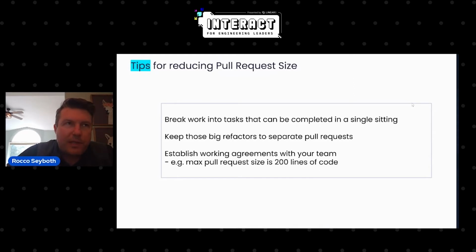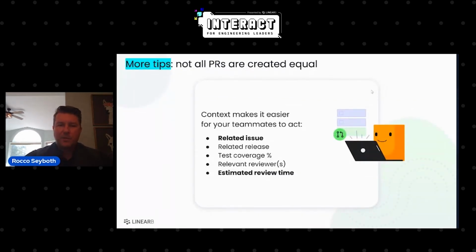For example, we at LinearB use this concept called working agreements, where every individual Scrum team gets together and decides how they're going to work on things like PR size. And if the developers are bought into it up front, then there's a lot of other things you can do to help them be more successful on an ongoing basis.